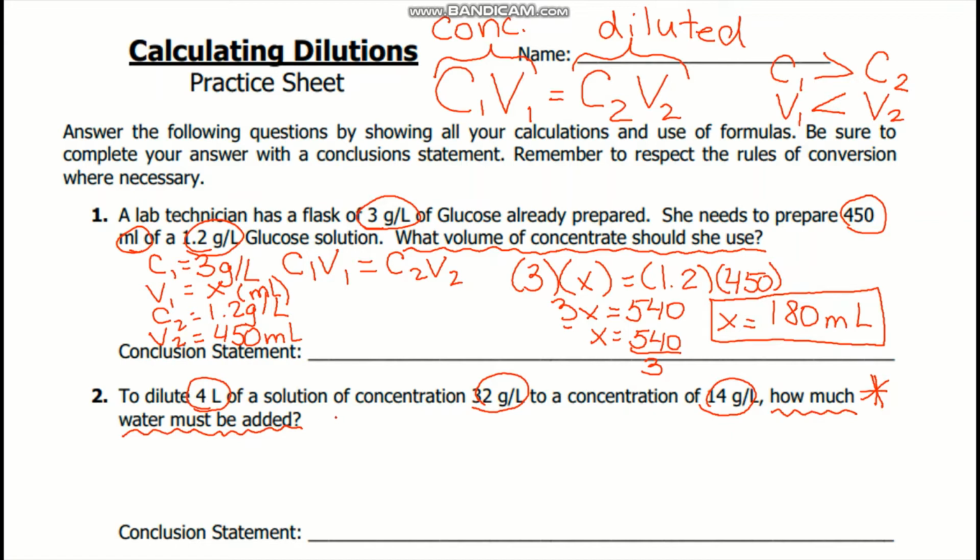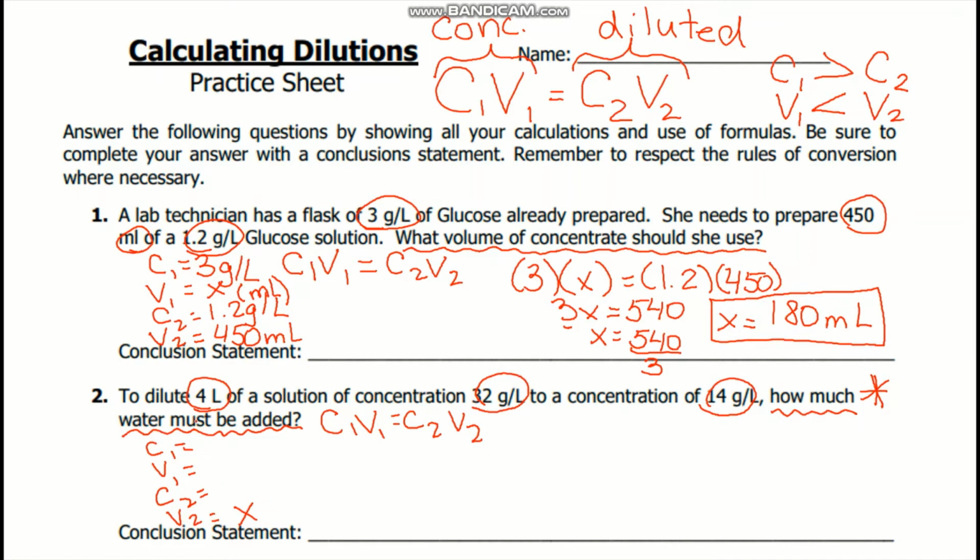So first things first, we always start by writing our formula, so that way we stay focused on the task at hand. We prepare a location to identify our variables, C1V1, C2V2, and we proceed to solve. Now, how much water must be added means that we're dealing with the second volume, because obviously we're adding more water, which means we're dealing with the diluted part of this particular question. So therefore, V2 will be our x.